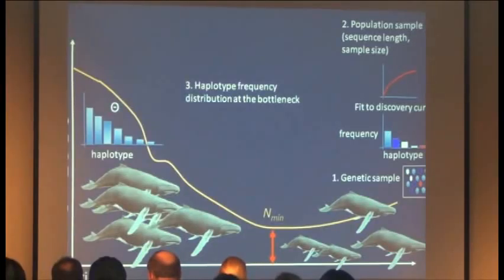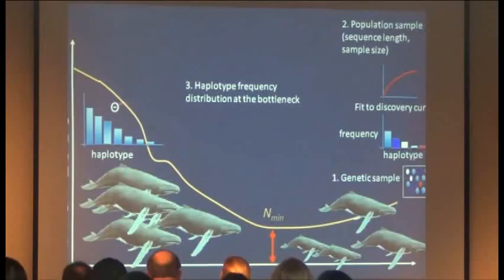An additional consideration is how the haplotype frequency distribution is at the bottleneck. It's not likely that you're going to get a ratio of 1 to 1 to 1. Every individual doesn't have a unique haplotype because haplotypes are distributed. There tends to be a trend between very common and then quite a few rare haplotypes in the population. So we needed to try and account for the fact that there would be a frequency distribution at the bottleneck.